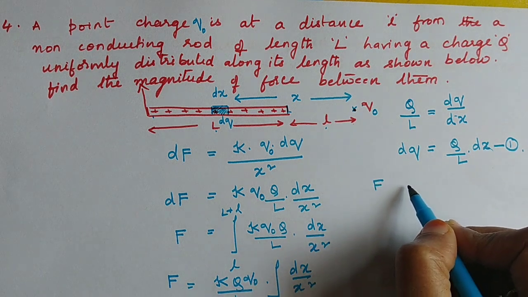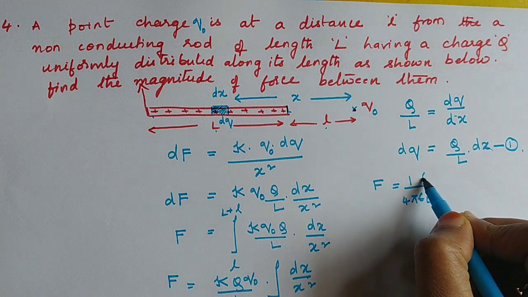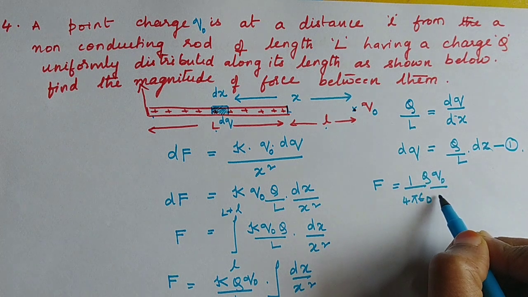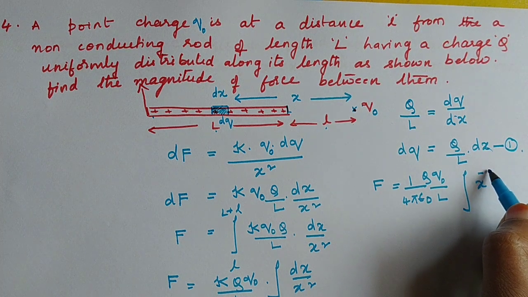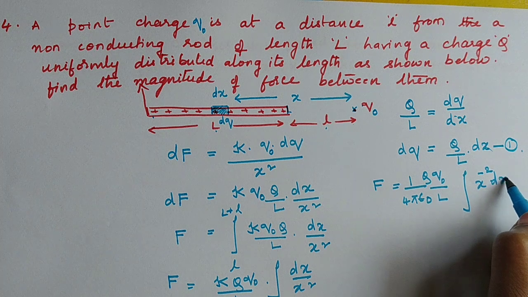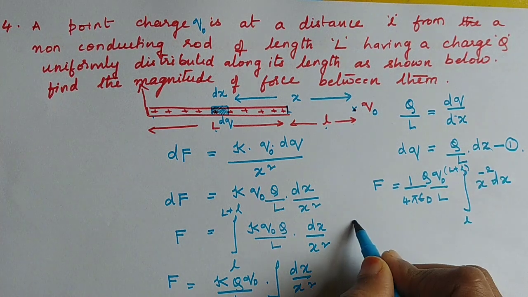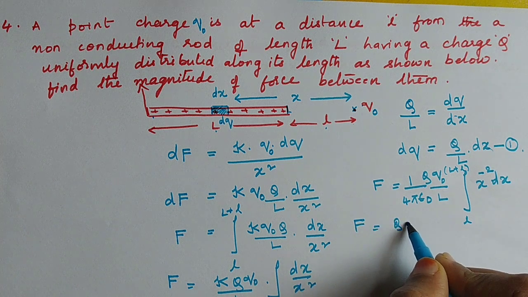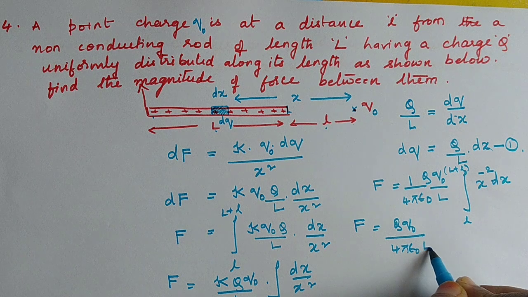So F will be 1 by 4 pi epsilon naught Q naught by L, I have written outside. Now we will integrate this relation. Integral of x to the power minus 2 into dx from small l to L plus L. Or F would be Q naught by 4 pi epsilon naught L.